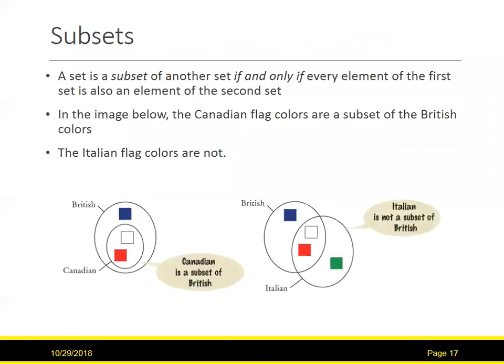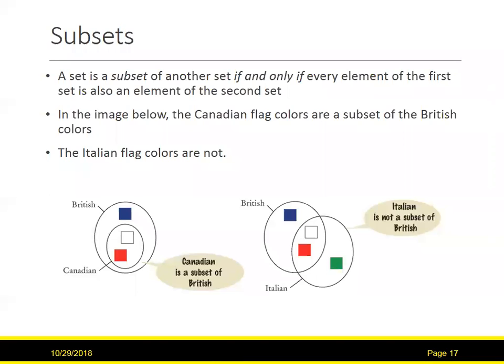Okay. All right. Now we can have subsets. A set is a subset of another set if and only if every element of the first set is also an element of the second set. Okay. So the Canadian flag has a subset of the British colors. So you'll notice Canadian is red and white. It's a subset because all of the Canadian colors belong to the British flag.